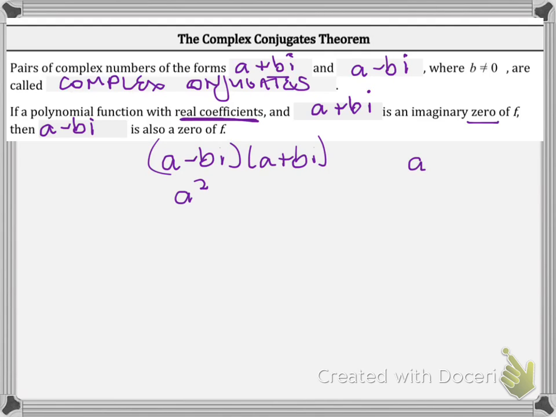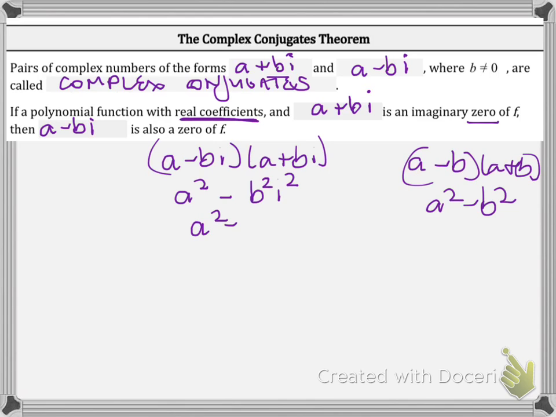Remember, this is the pattern a minus b times a plus b. So this would be a squared minus b squared i squared, or this is a squared minus b squared times -1, which would be a squared plus b squared. Okay, so notice there's no more i in here.